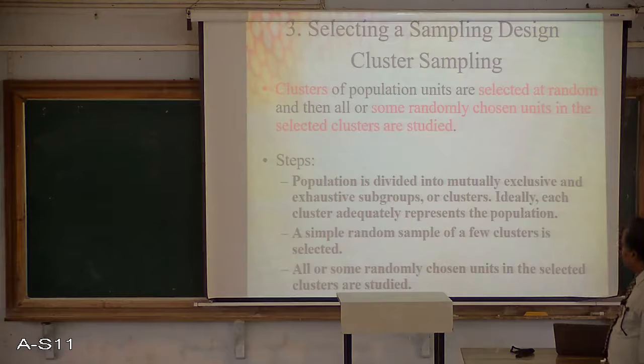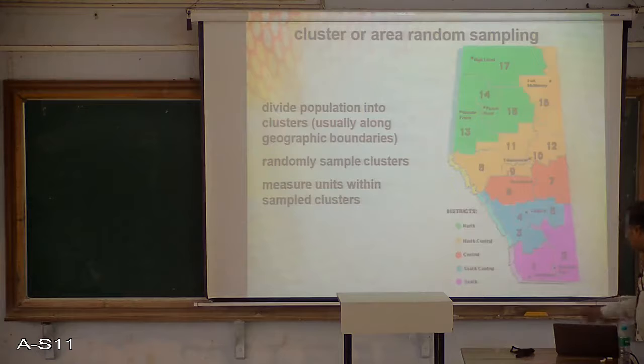A simple random sample of a few clusters is selected. All or some randomly chosen units in the selected clusters are studied. Sometimes we study all the chosen units, or sometimes we study only randomly chosen units that are part of the cluster. So here it is showing dividing the population into clusters based on geographic boundaries, randomly choosing some clusters, and measuring units within the sampled clusters.